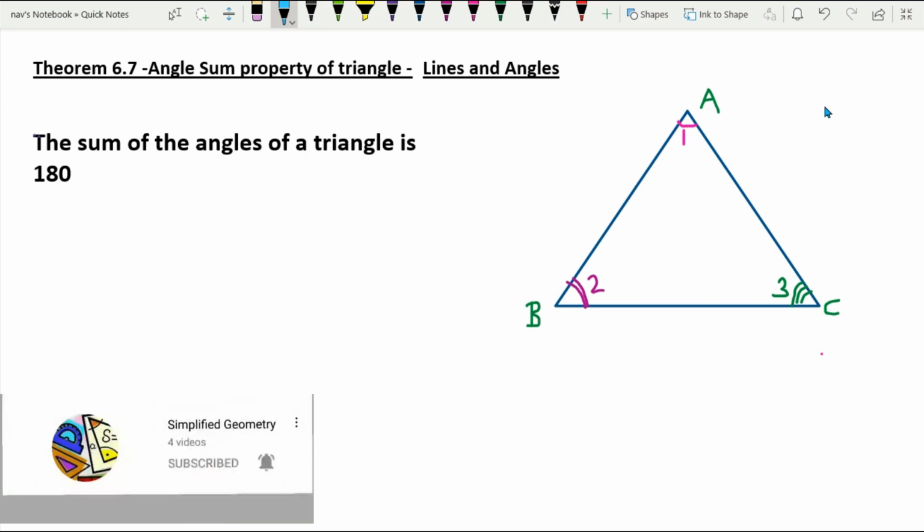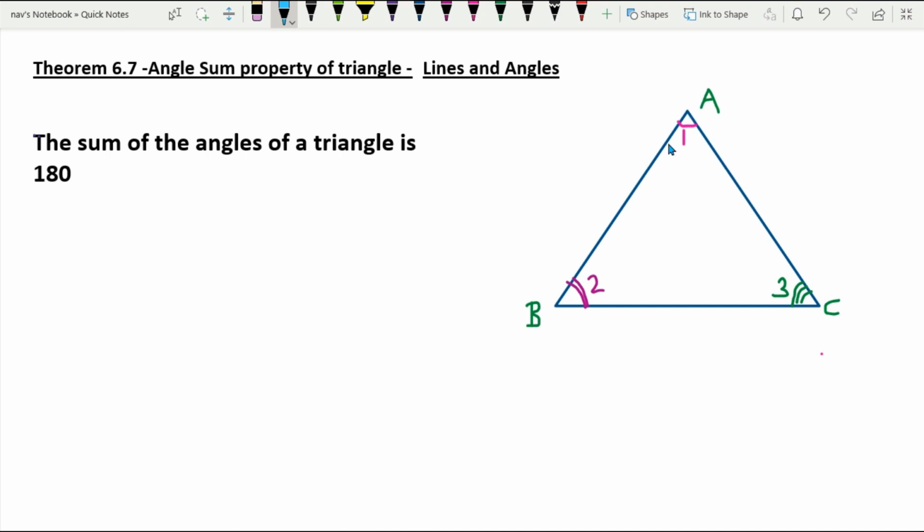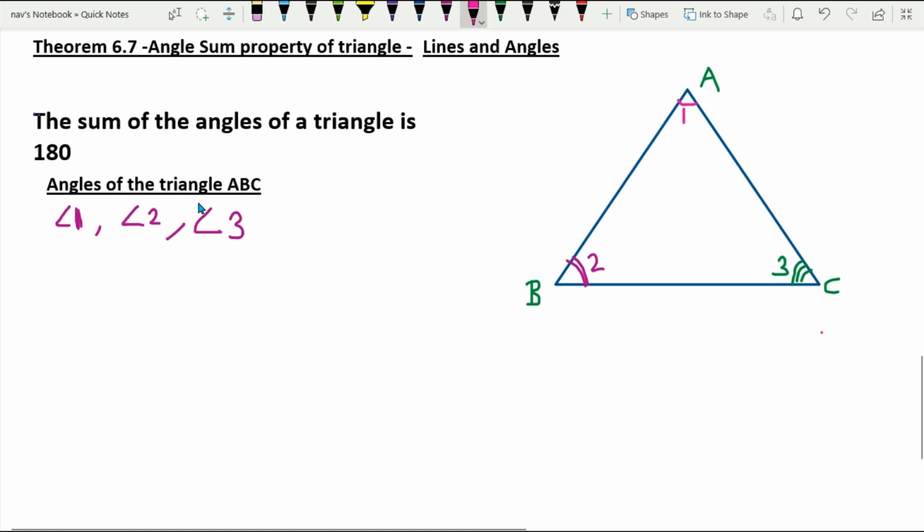This is triangle ABC. It has three sides AB, BC and CA. You can call it AC also. Because of these three line segments, three angles are formed, angle 1, angle 2 and angle 3. So we have noted the angles of the triangle ABC.